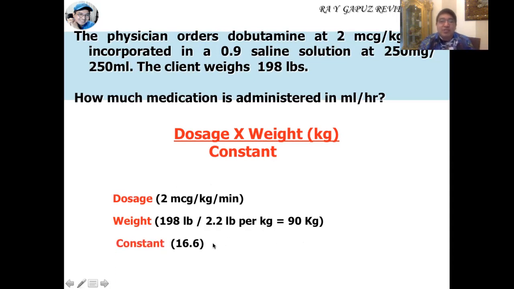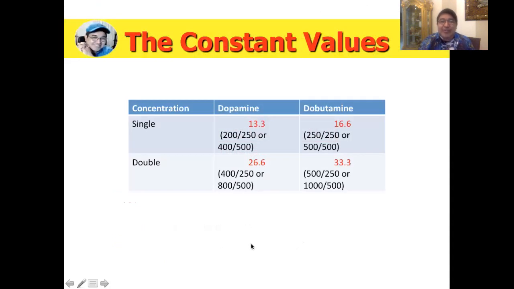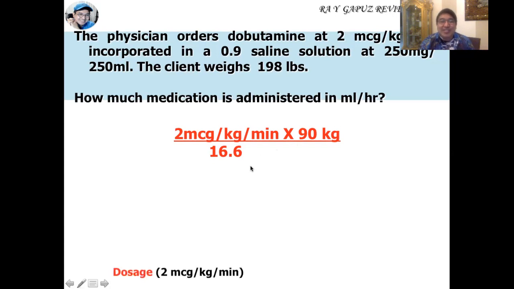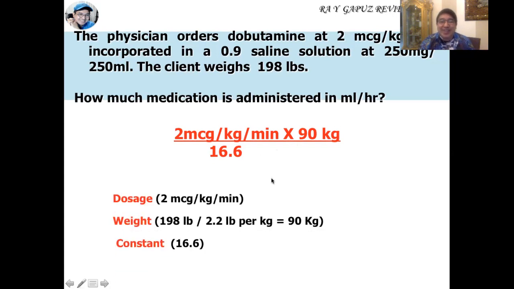And then, of course, the constant will be 16.6 because you have 250 over 250. That's going to be a single concentration solution. Okay, so remember 250 over 250, single concentration. So you make use of 16.6 as our constant. So here we go, and let's substitute. For the dose, we have 2 microgram per kilogram per minute, and then the weight, 90 kilograms, divided by the constant, which is 16.6. And if we compute, that would yield 10.8.